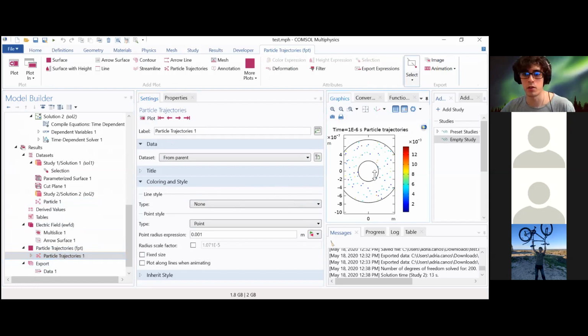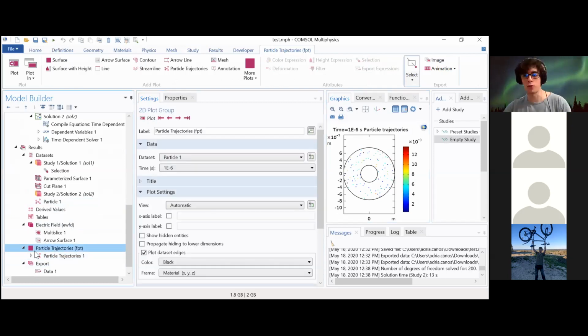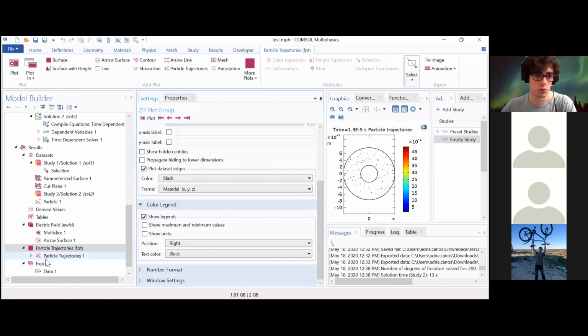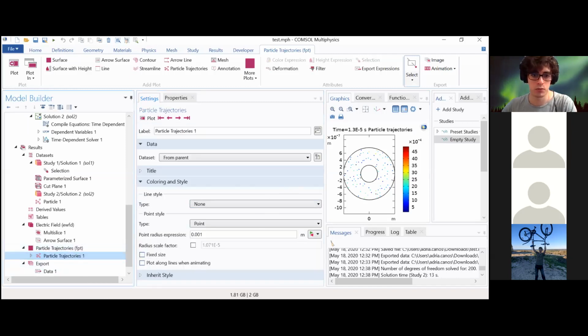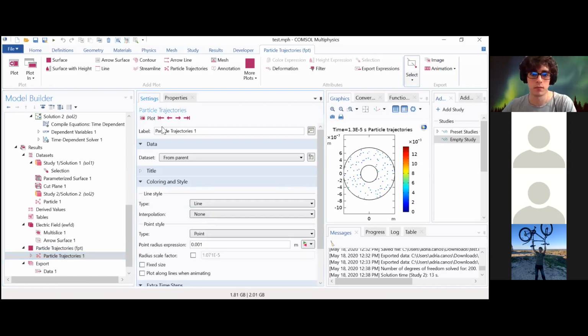Okay, so basically the default plot for particle tracing is something called particle trajectories, which basically shows the movement of the particles as a function of time. But it is not very easy to visualize it like this. It is better to add a tail to the particles to see how they move. So to do that, we can just go to the particle trajectories node, and in line style, you set it to line, and interpolation uniform.